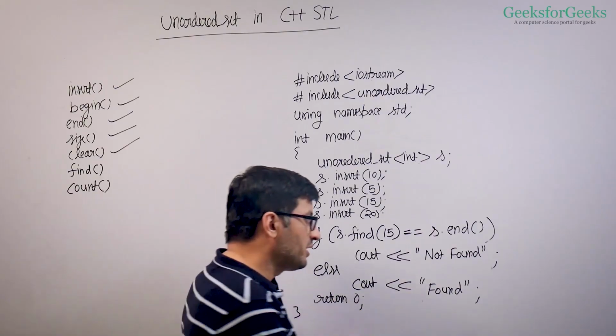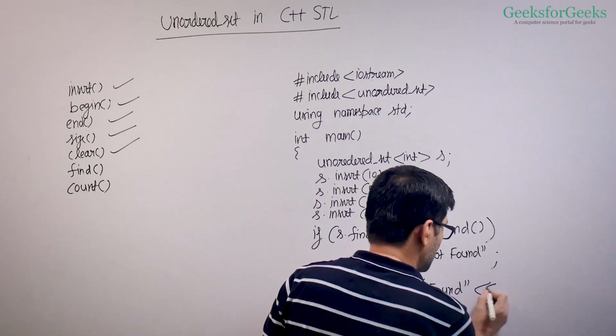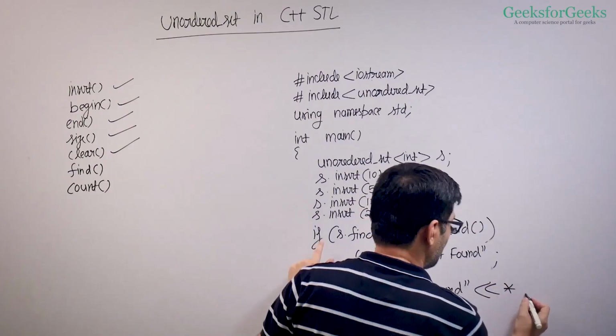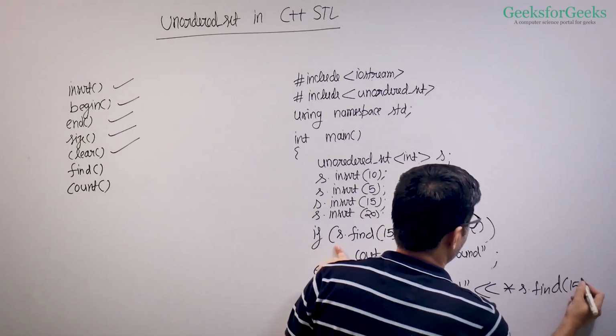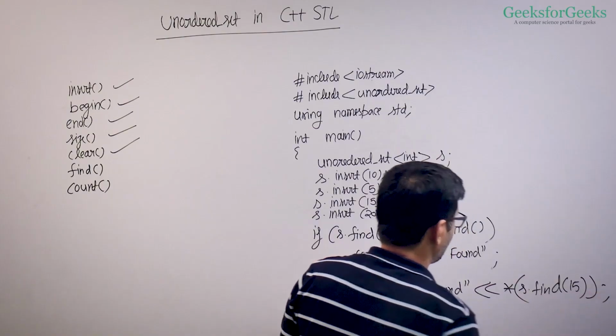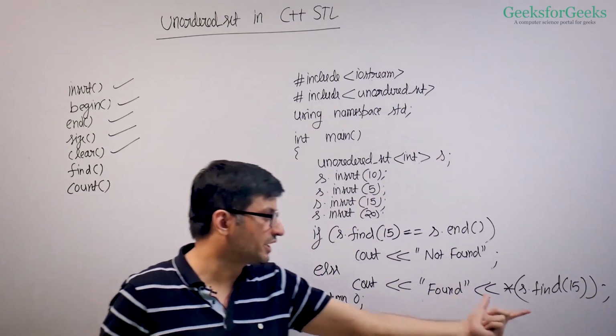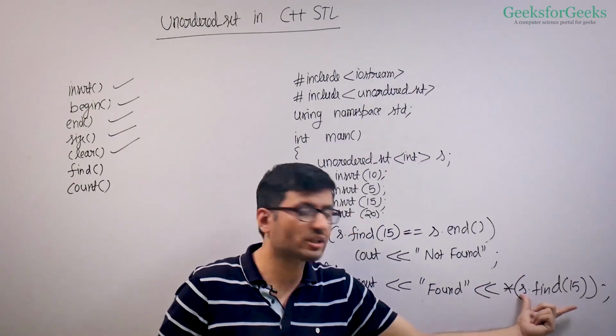If I try to print star iterator s.find 15, whatever iterator it returns, what will it print? It will print 15, right? This will print 15 because it returns an iterator.